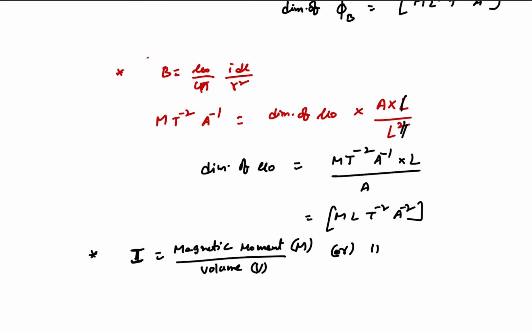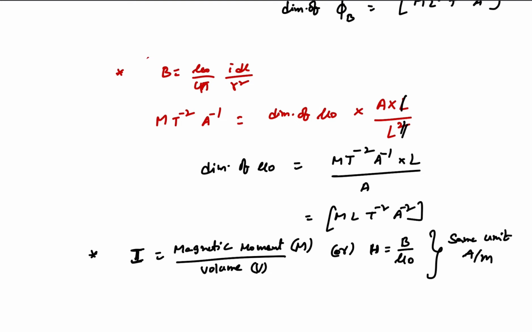Sorry, I is the intensity of magnetization, and H is the magnetizing field. That H can be written as B divided by mu naught, the magnetic field divided by mu naught. Both will have the same unit, ampere per meter.